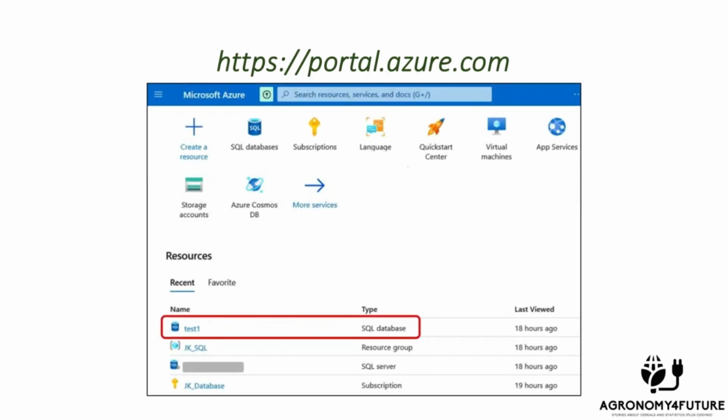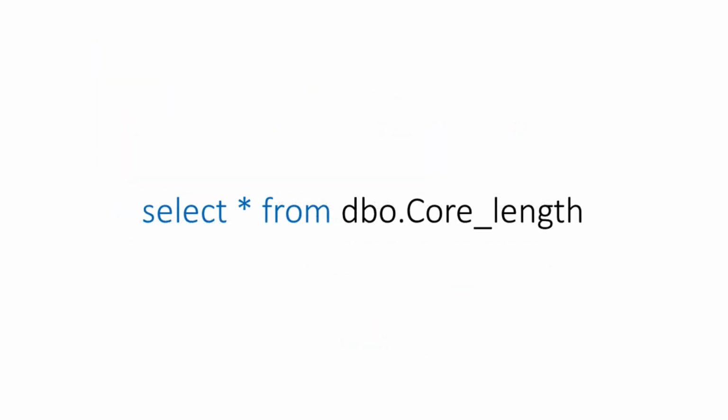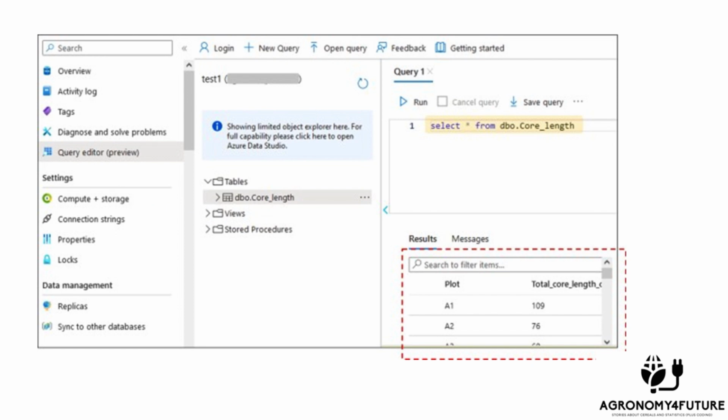Let's return to the Microsoft Azure website. Now, you can access the Test1 database I created in Azure Data Studio. Simply click on the Test1 database. Next, select Query Editor to open a new query window. In this window, you'll find the data table, named dbo.core length, that you uploaded from Azure Data Studio. Now, let's type the following code to view the data. You can now view the data as shown. You can then download the data to your PC.